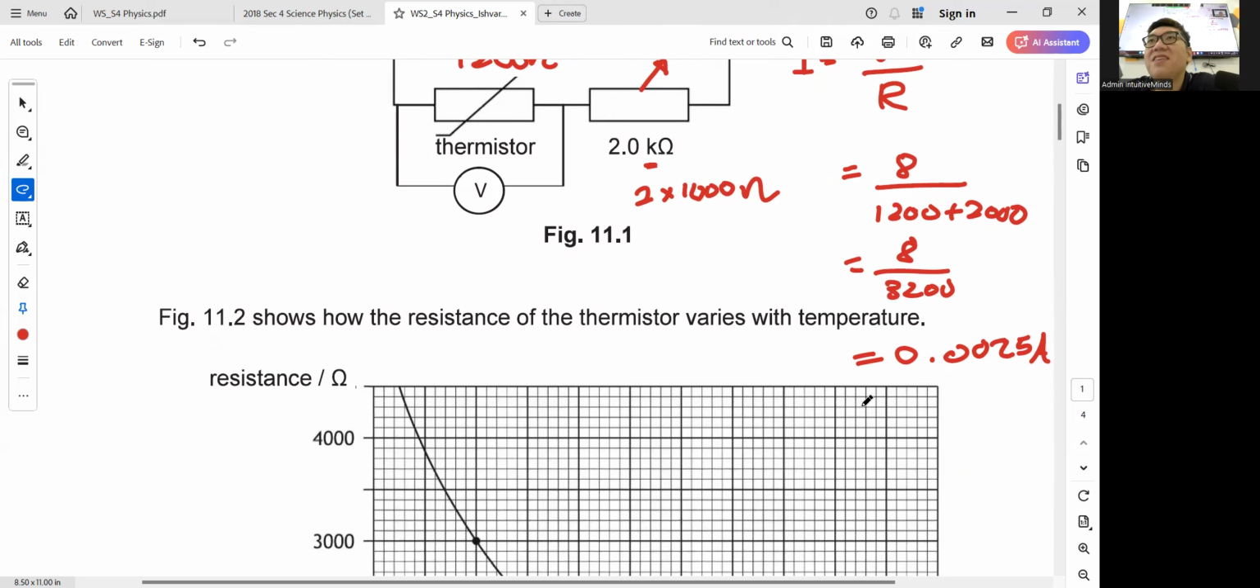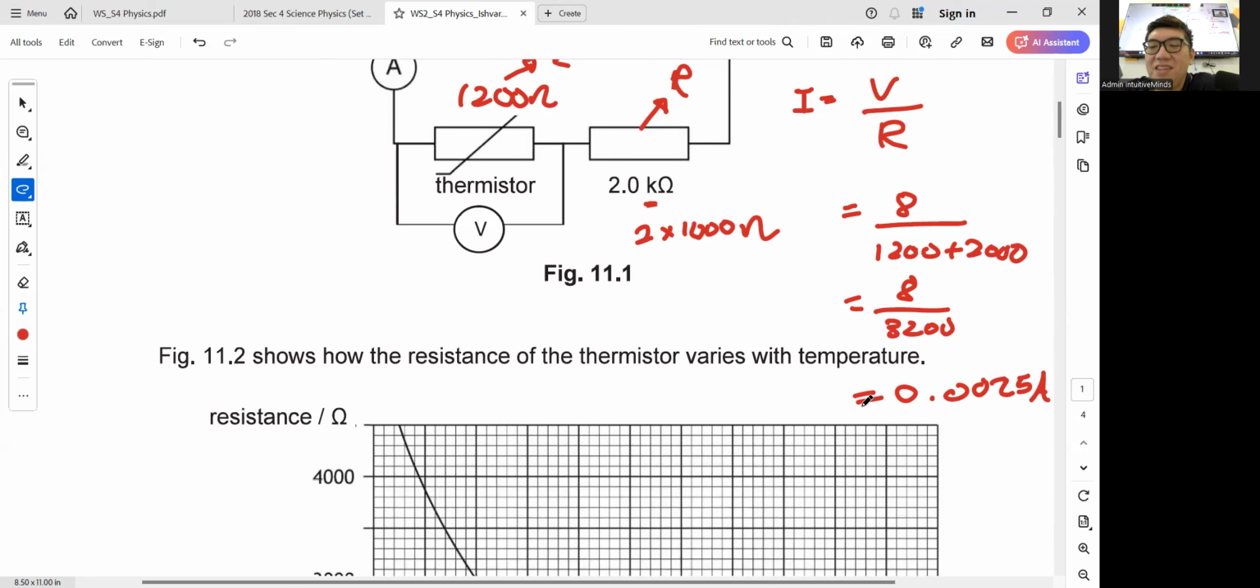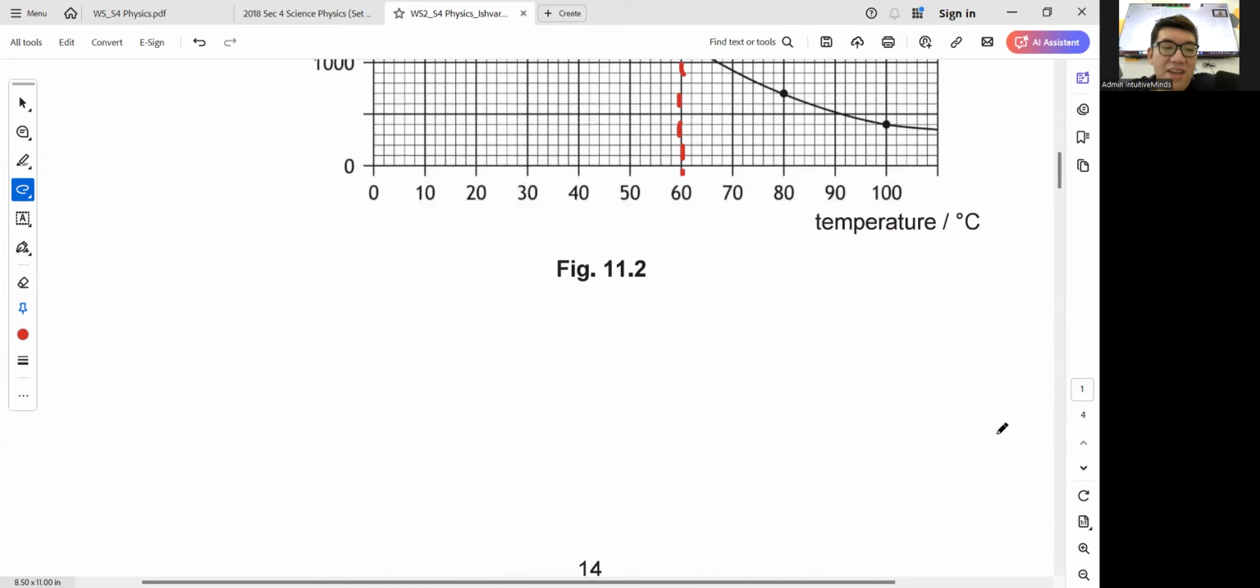It is my head. Because this is 1,000. So 8 over 32 is like a quarter. A quarter divided by 1,000 should give you this.